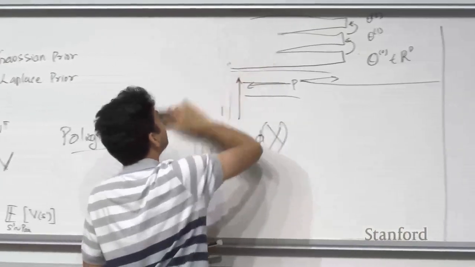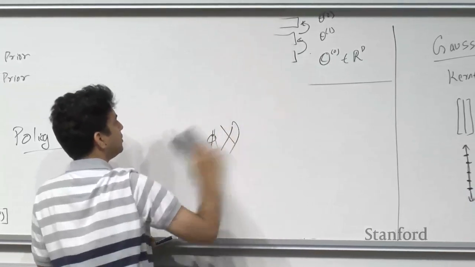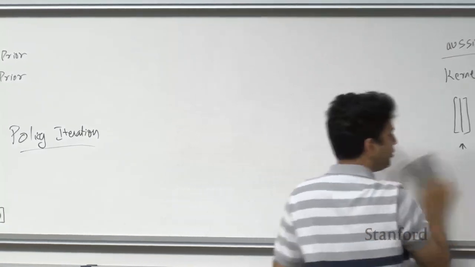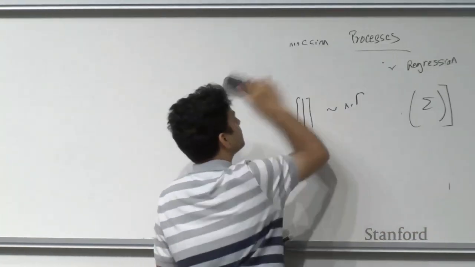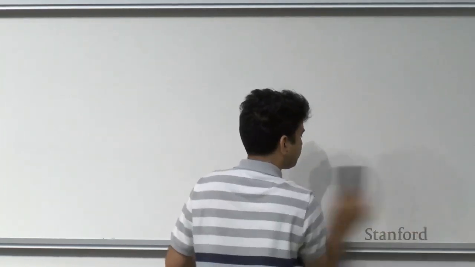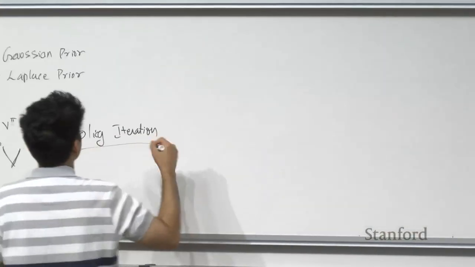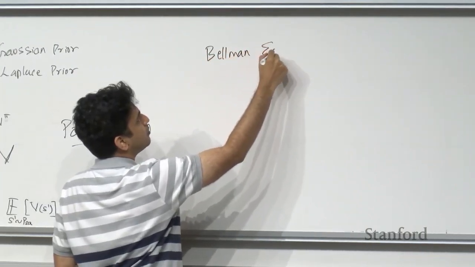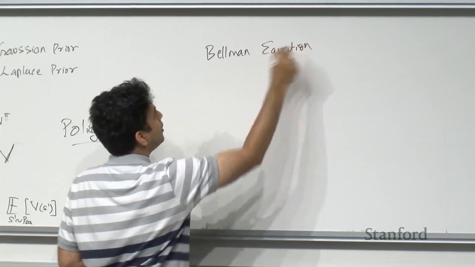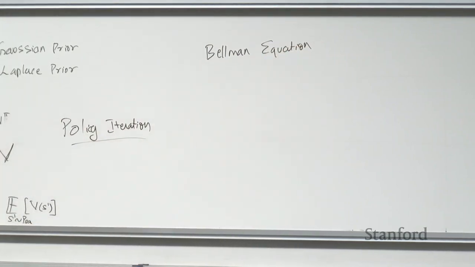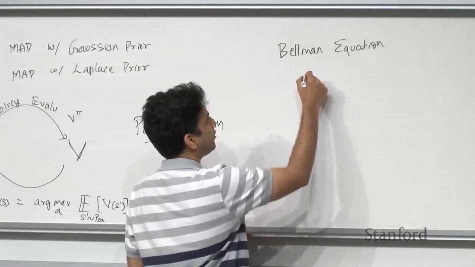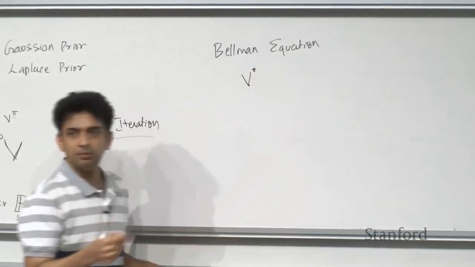And then there is this other algorithm called value iteration. Right? In value iteration, we have this thing called the Bellman equation. And the goal in value iteration is to estimate this function called V star, which is called the optimal value function.